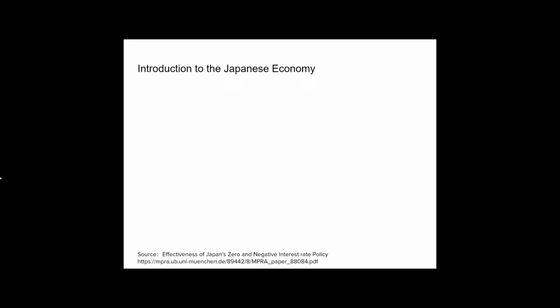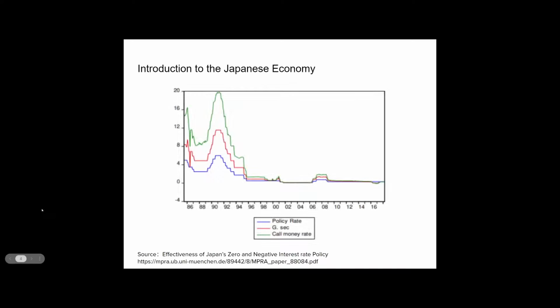Now, I want to introduce the Japanese economy. On this chart from 1985 to 2017, you can see three different colored polylines. The blue one is the policy rate. The policy rate is the key lending rate of the central bank in a country to regulate the availability, cost, and use of money and credit.